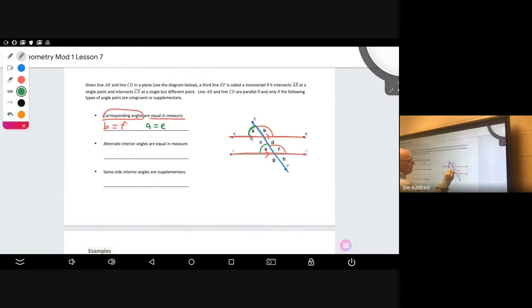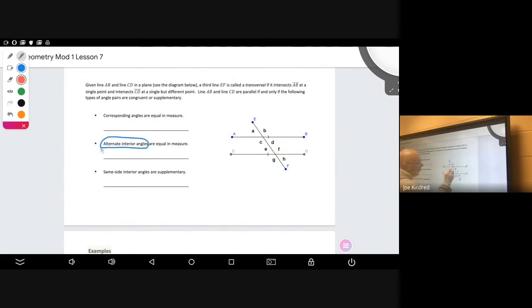Same relative position. C and G. And these are all corresponding. And then, of course, we have D and H. And those angles are called, once again, corresponding. They're in the same corresponding location.